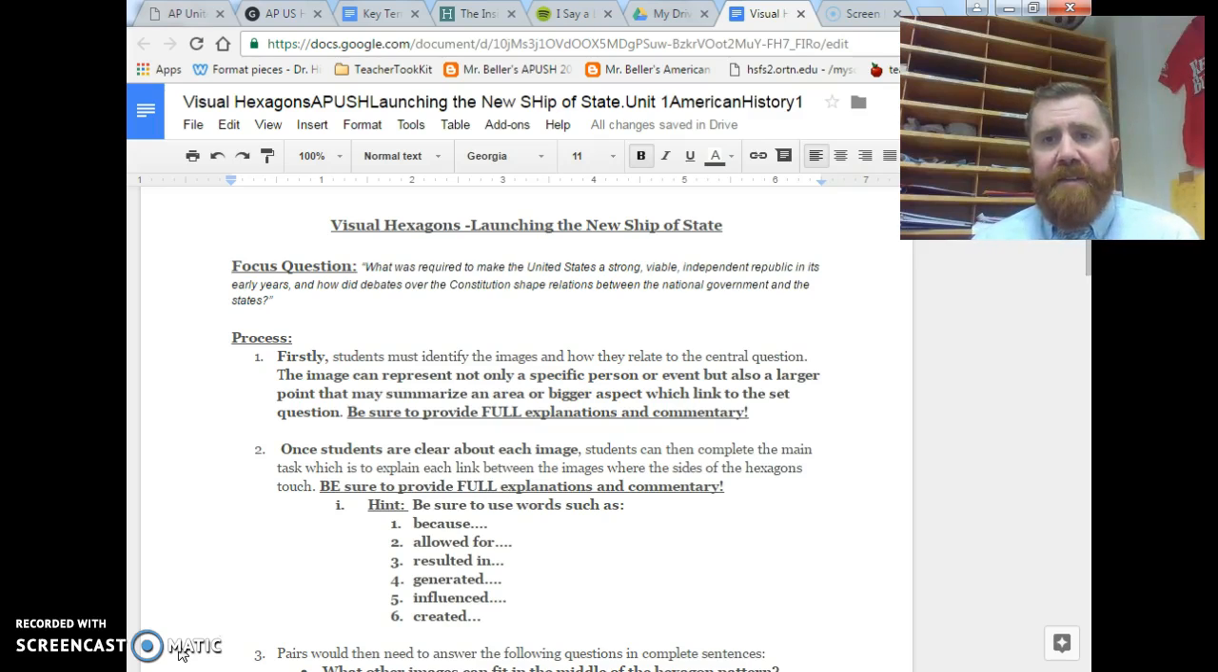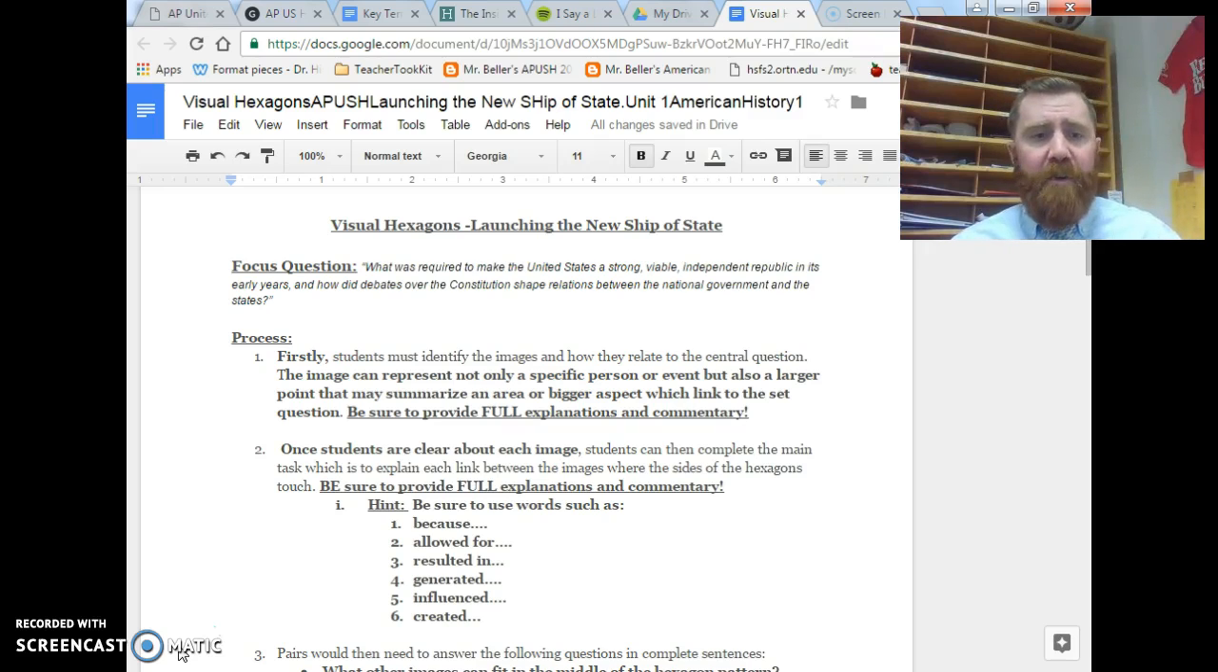The second historical thinking skill that we're going to focus on is contextualization. Students should be able to situate historical events, developments, or processes within the broader regional, national, and global context in which they occurred, in order to draw conclusions about their relative significance.